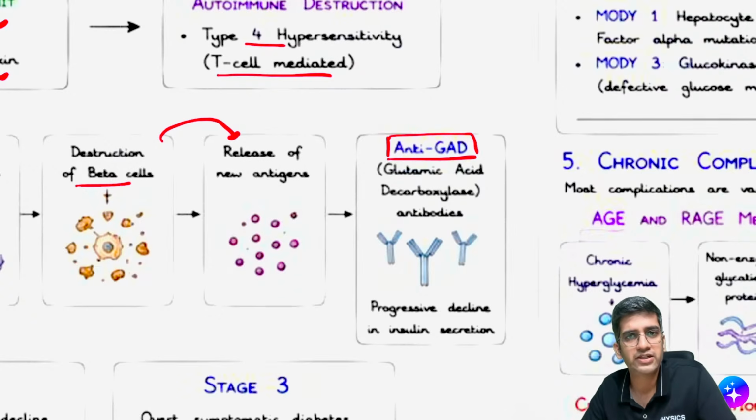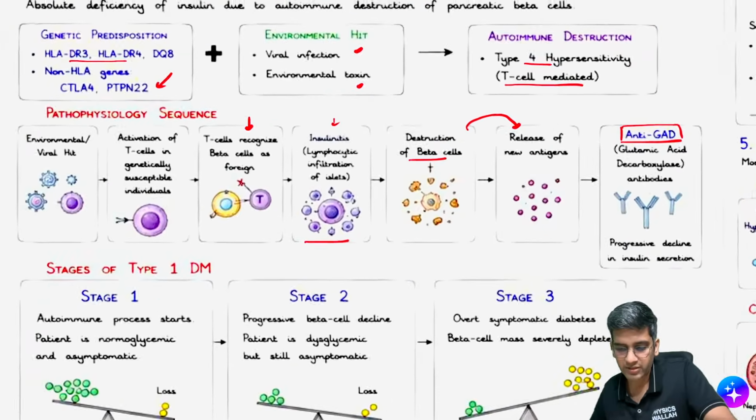Hashimoto, T cell destruction, you had anti-TPO, right? They're all T cell problems, type 4 hypersensitivity, but the output can be a type 2 hypersensitive antibody, which we use for diagnosis, fine? Okay. So over a period of time, what happens is, see, these are stages.